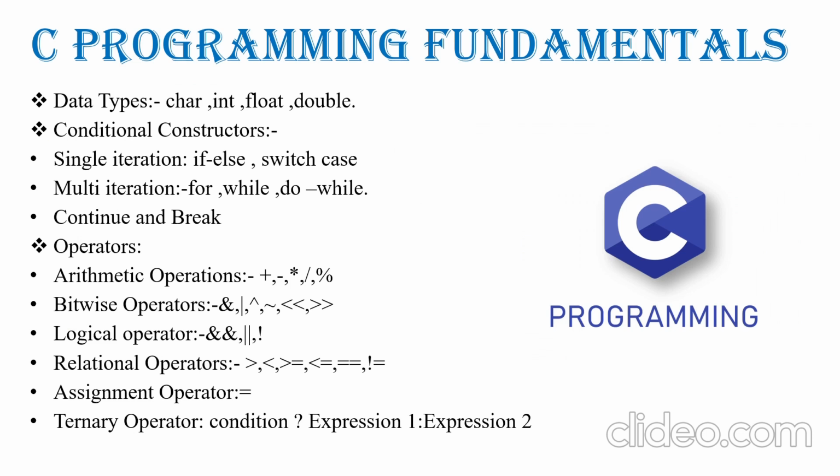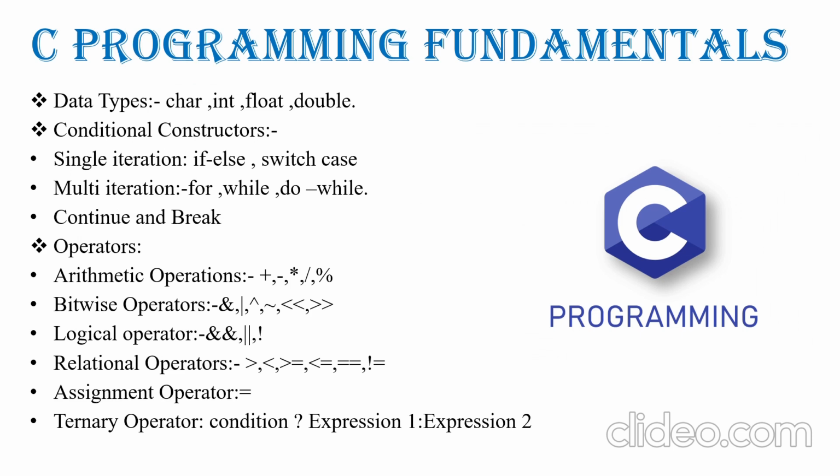In C programming fundamentals, we have data types such as char, int, float, double. Then we have conditional constructs such as single iteration, multi iteration, continue and break. In single iteration, we have if else, switch case. Then multi iteration, we have for, while, do while.